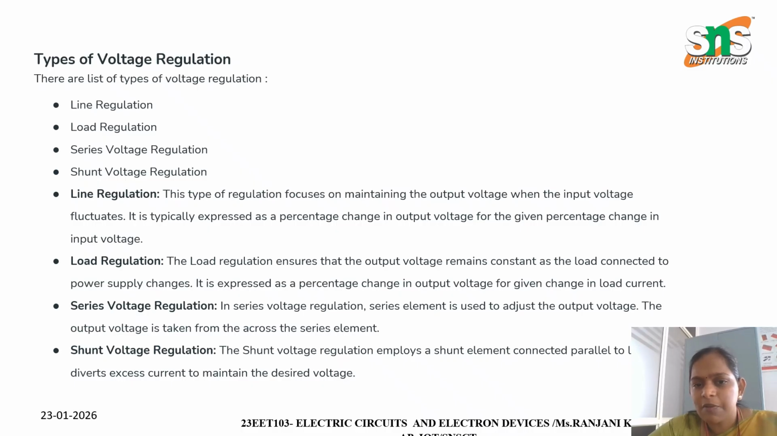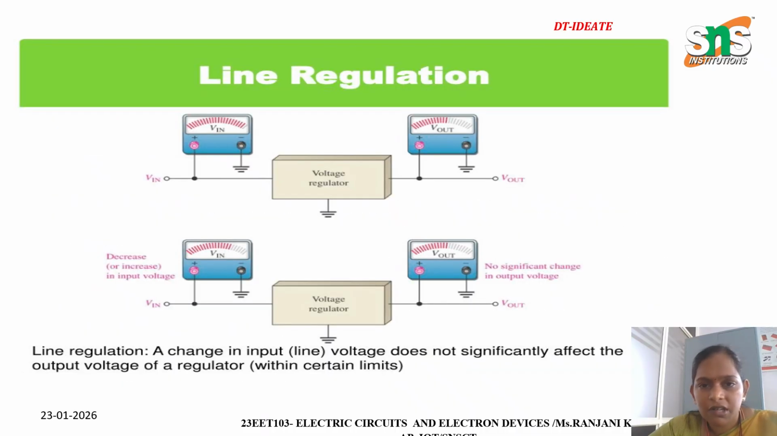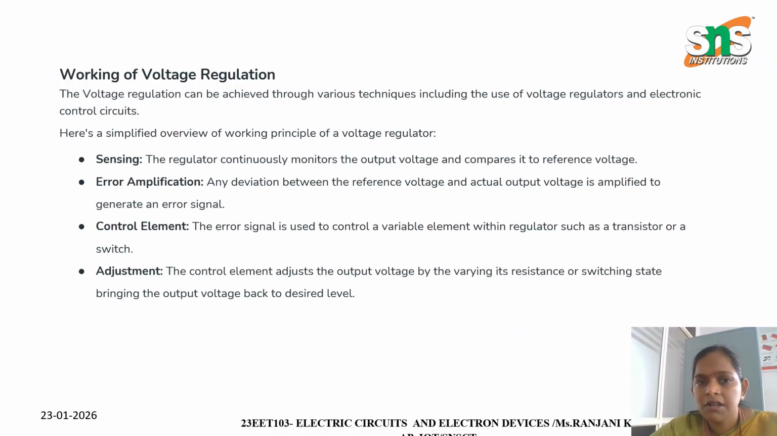Line regulation maintains the output voltage where the input is fluctuating, and load regulation maintains the output constant even though the load connected to the power supply changes. The third is series voltage regulation, where the series element is adjusted according to the output voltage. The last one is shunt voltage regulation, which employs a shunt element connected in parallel and diverts the excess current through it. And this is an example of a linear regulation circuit, where any change in the input line does not affect the output voltage.